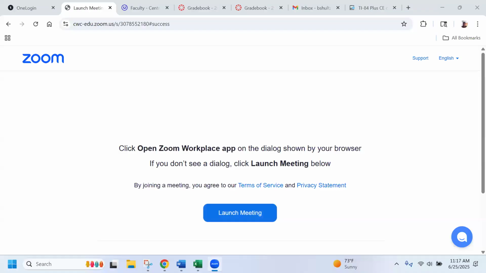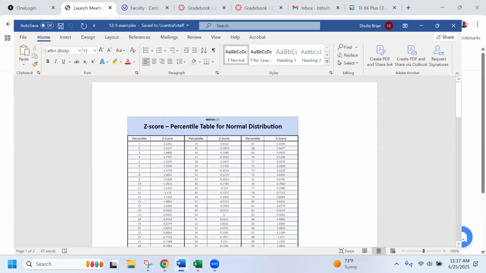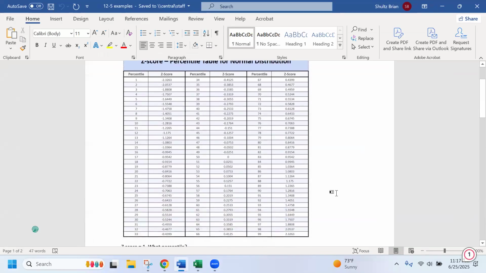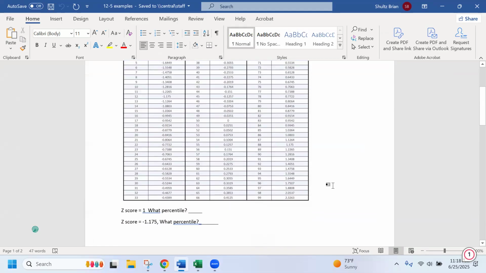Section 12.5, where we're going to talk about the z-score percent table for normal distributions. These numbers are hard to read. They're very small. I understand that. We're only going to talk about this a little bit. It's not that difficult because it's pretty easy to read.